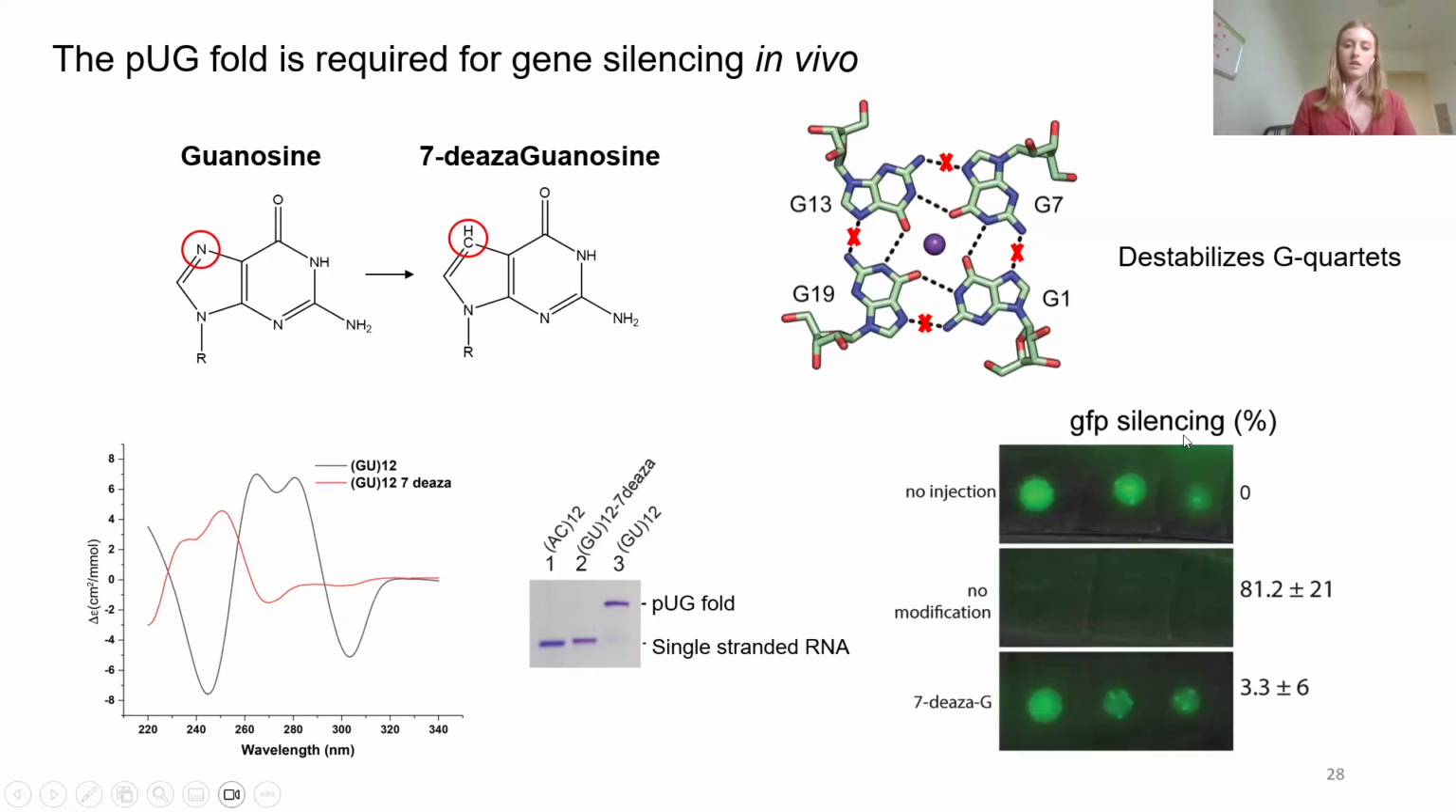And so when we go back to our GFP silencing methods, we can see that we recover our GFP signals when we use the 7-deaza-G modified RNA, meaning that when the pug fold can fold, we have silencing. When it can't fold, we don't. So we're very directly testing that now, and we're able to show 100% that it is the pug fold which is conferring this silencing activity in the living animals.